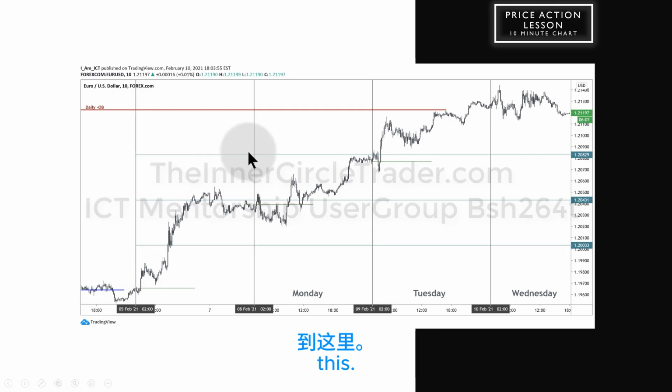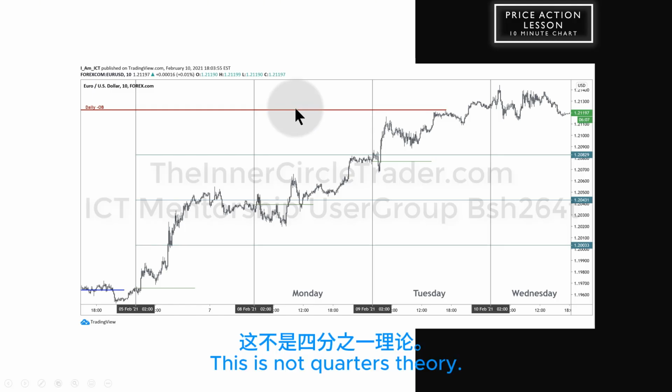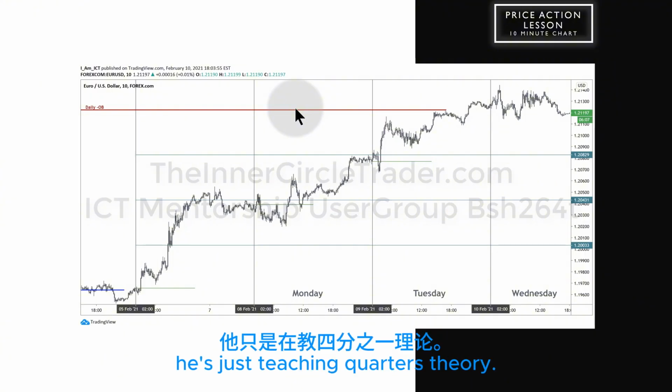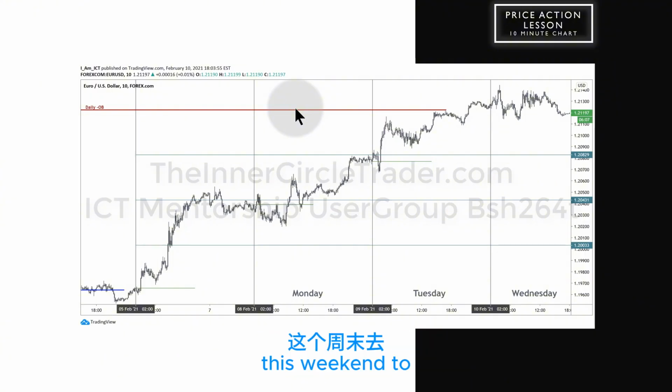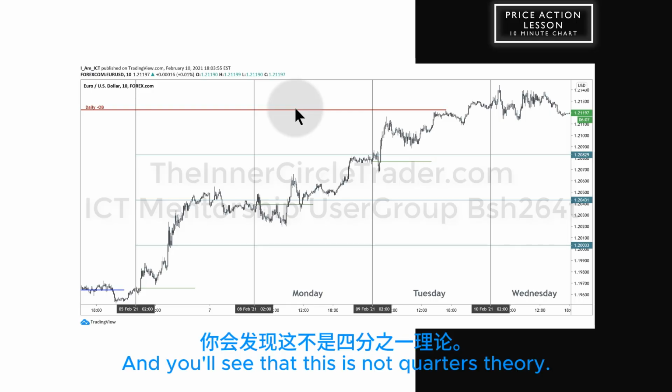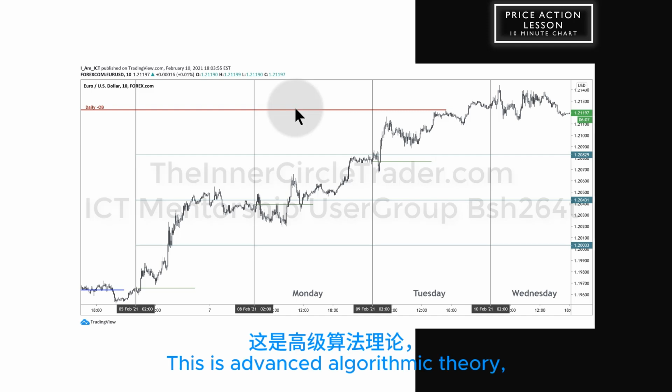This to this. This is not quarters theory. Okay. So many people have seen leaked videos and say, oh, he's just teaching quarters theory. I want you this weekend to do a study on quarters theory. And you'll see that this is not quarters theory. This is advanced algorithmic theory.